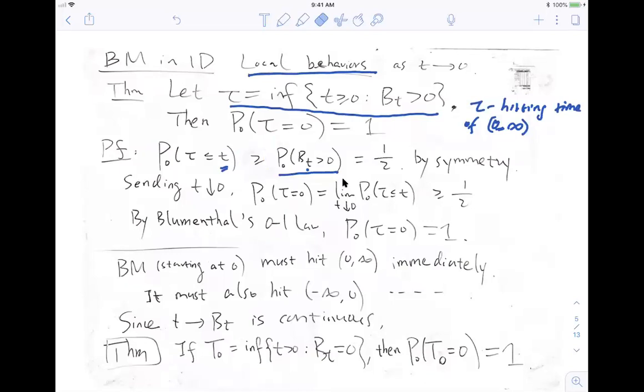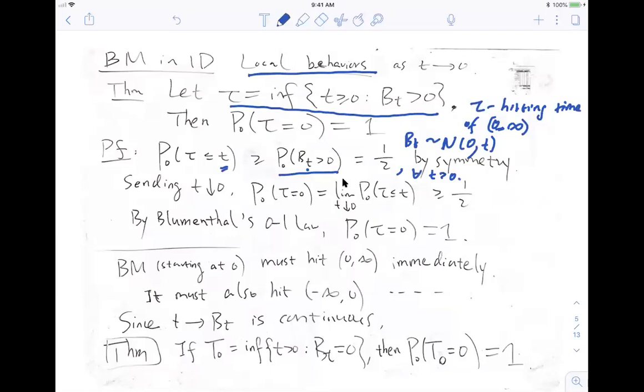But we know B_t is a Brownian motion, which satisfies a normal distribution with mean 0 and variance t. So B_t bigger than 0, of course, has 1/2 probability. This is just the symmetry of the normal distribution, and this is true for any t. So this observation is true for any t bigger than 0.